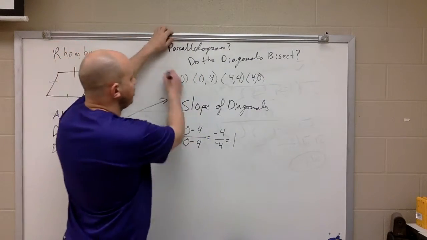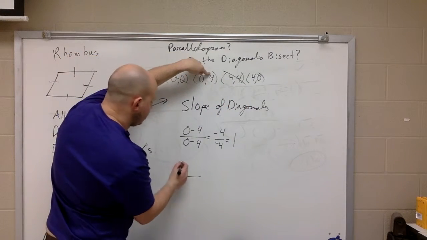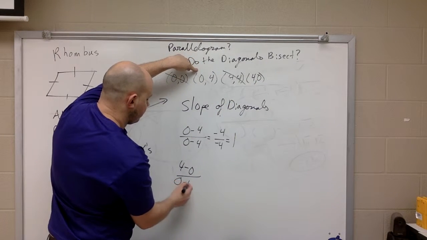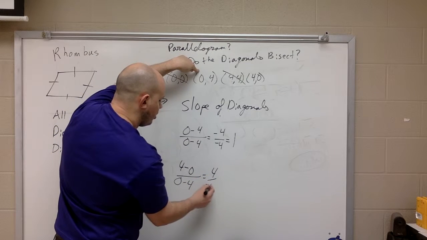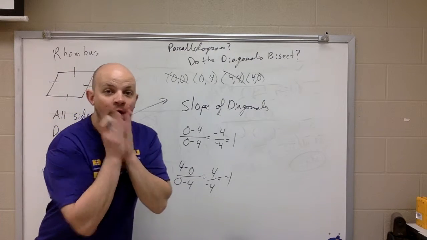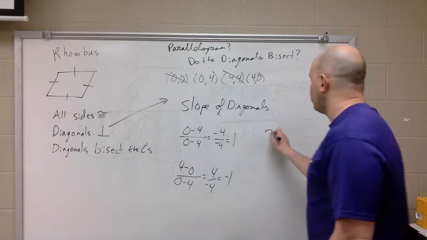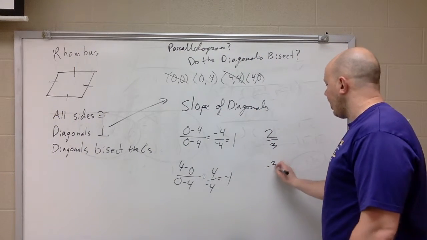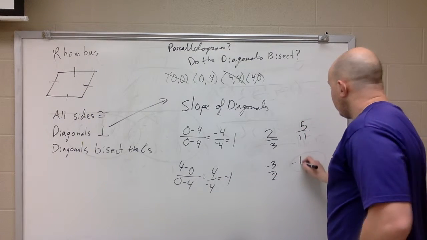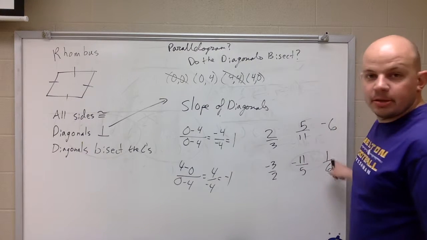Now I'm going to do this slope. So I did this one here, so I'm going to cross it off. So now I do 4 minus 0 over 0 minus 4. So it's 4 over negative 4, negative 1. Holy Hannah, it's a rhombus. If these weren't opposite reciprocals, it wouldn't be a rhombus. Opposite reciprocal is like 2/3 and negative 3/2. Those are opposite reciprocals. Or 5/11 and negative 11/5, or negative 6 and a positive 1/6. These are all opposite reciprocals.